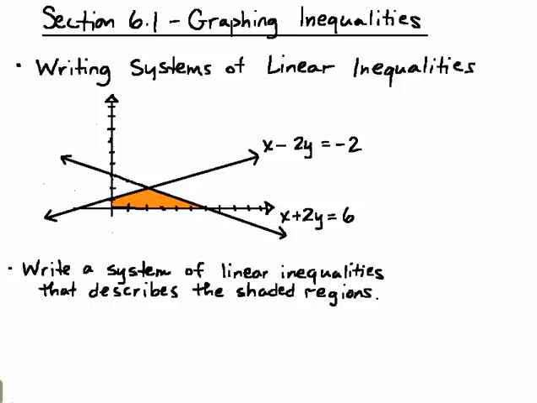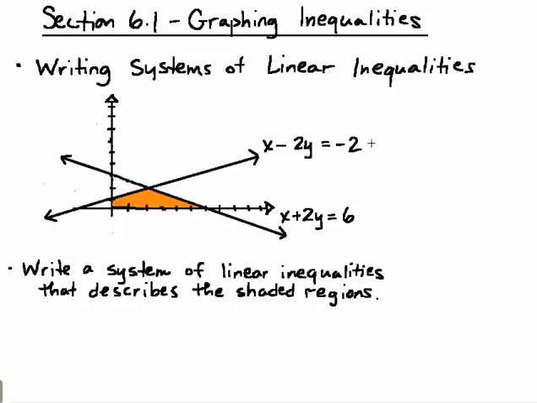We would also want to be able to write a system of linear inequalities given a graph that describes the shaded region. And we're going to know the boundary equations, such as in this example, x minus 2y equals -2 and x plus 2y equals 6. So we're looking for the boundary lines around this shaded orange region.